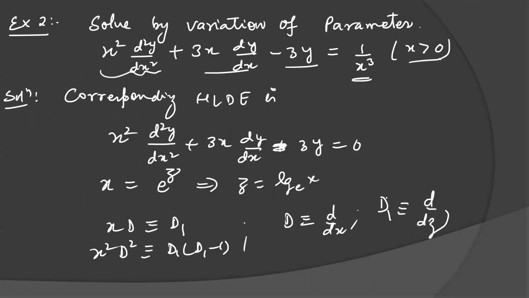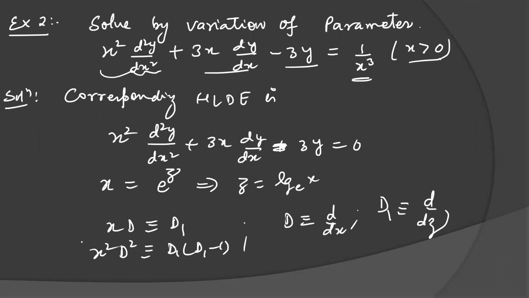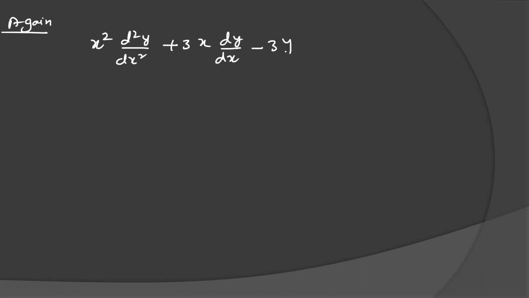Okay, so for the particular integral now we will go, because the value of r is very important. So see the differential equation again. It is x square d2y by dx2 plus 3x dy by dx minus 3y equal to 1 upon x cube. People write the value of r is 1 over x cube.